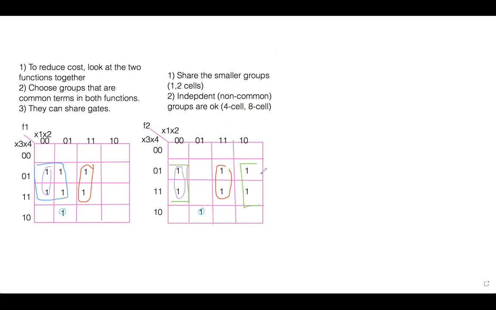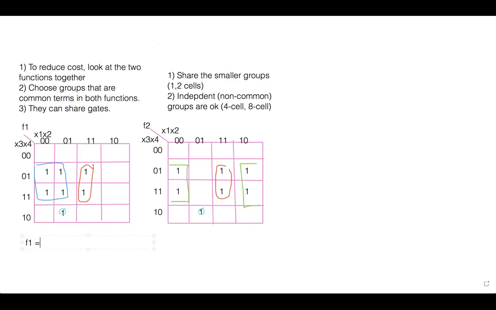So for those bigger groups of 4 cells or 8 cells, independent groups are fine. The ones that you share are the smaller groups, 2 or 1 cell. Okay, now that we talked about that, let's write the simplified equation for each.